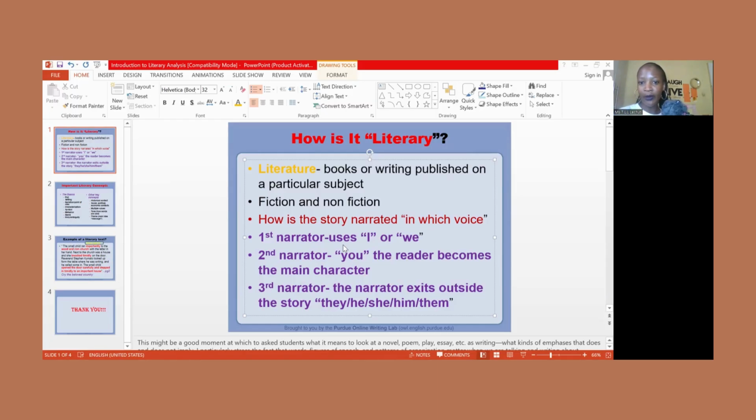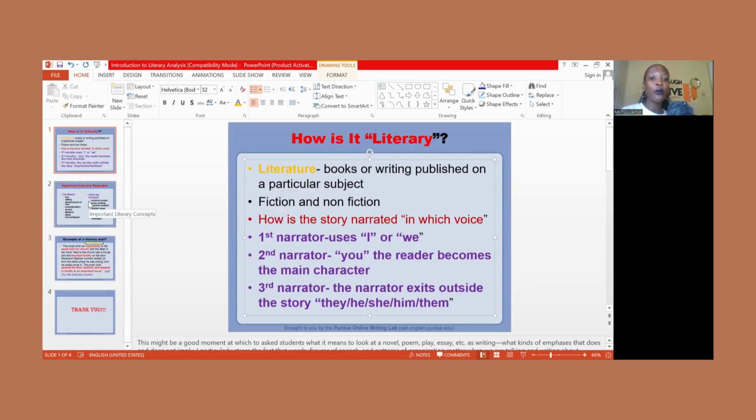And then we also have the second narrator. The second narrator is when the reader becomes the main character in the story, and they use the second personal pronoun you. So that will be the second voice. And then the third narrator voice: the narrator now exists outside the story. It means that he is an observer and he's telling the story on others' behalf. So you use pronouns such as they, him, she, them. These are just a few examples. So you must be in a position to determine the voice that is being used to narrate that short story, or it might be a novel as well.